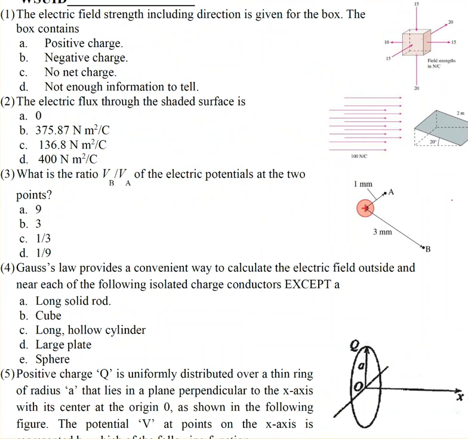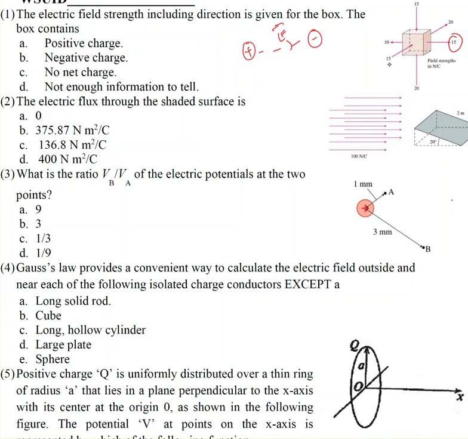Okay, here is the next example. The electric field strength including direction is given for the box. The box contains positive charge and negative charge. So the numbers he provided here are electric field in Newton per Coulomb. We know that electric field always starts at positive charge and ends at negative charge. Okay, that's the electric field.